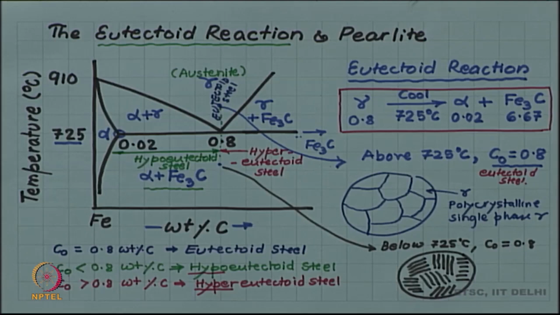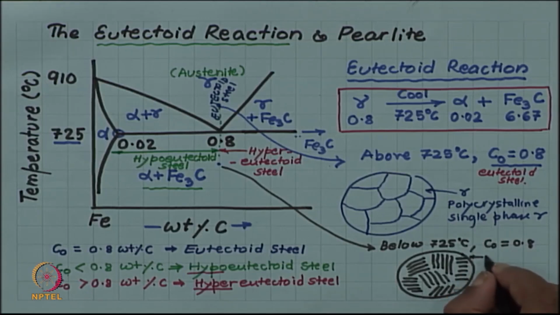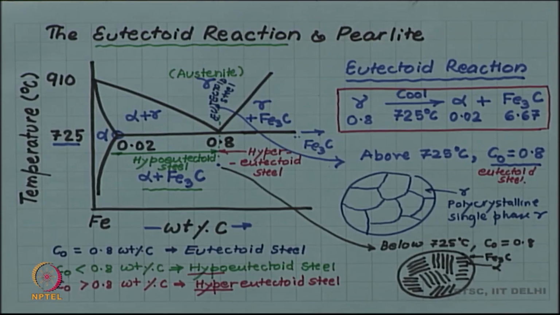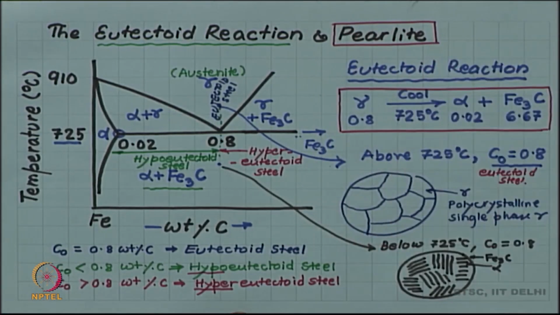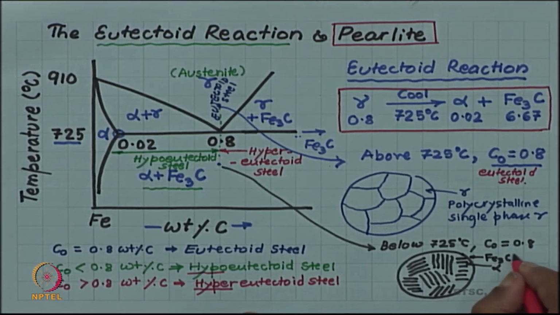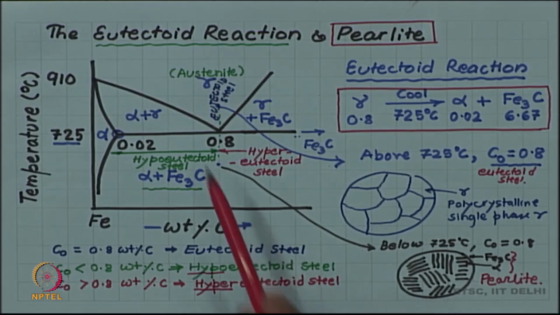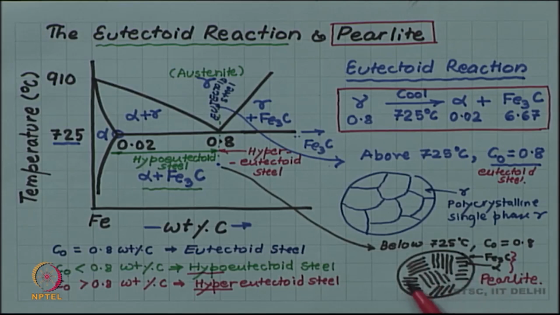So, the microstructure which you get here is, let us say that the dark lines are the Fe3C and the white region in between is alpha. So, you have a mixture of alpha and Fe3C, and this mixture has been given a special name in steel terminology, and that is called perlite. So, this alpha plus Fe3C mixture is what is called perlite. Which means a eutectoid steel which is cooled slowly through 725 degrees Celsius will show in its microstructure 100% perlite, the entire microstructure will be perlite.